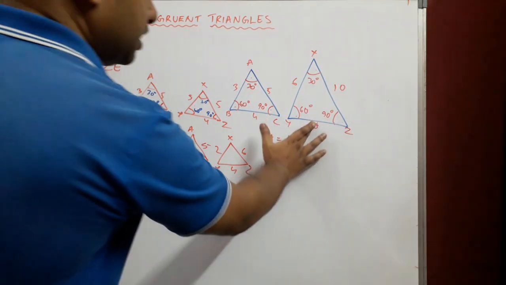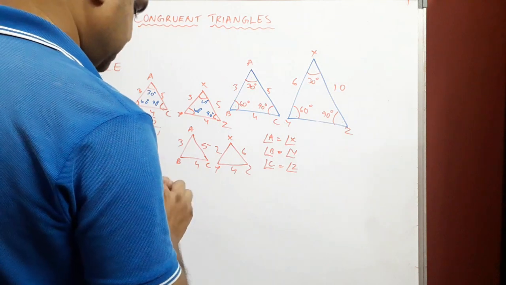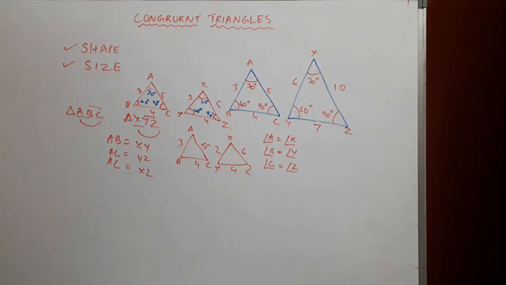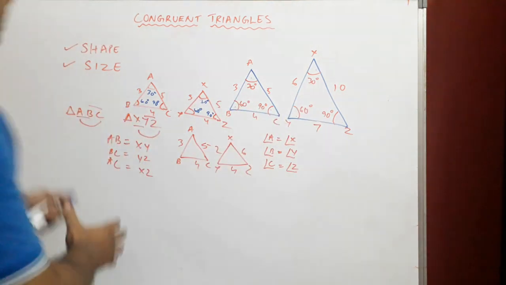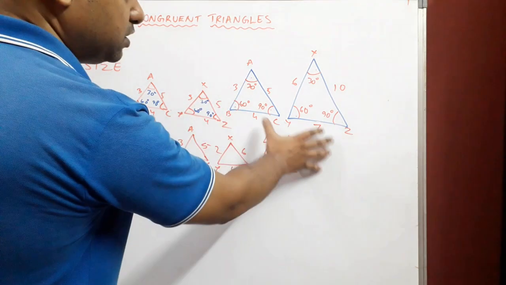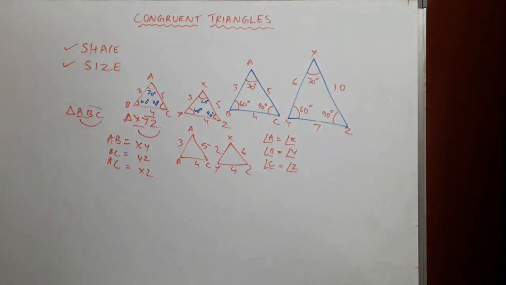I'll put this as, let's say, 7, just to avoid any confusion. 6, 7, 10, the lengths are different, so the lengths also have to be equal. It is important that the lengths are equal more than the angles. But there are also certain criteria that we need to follow in order to prove it.